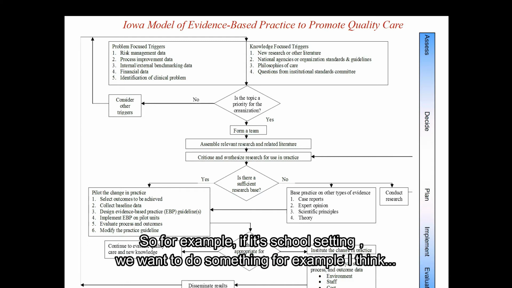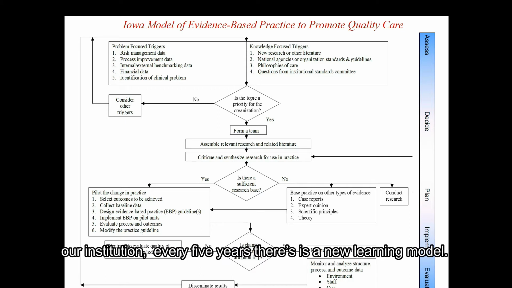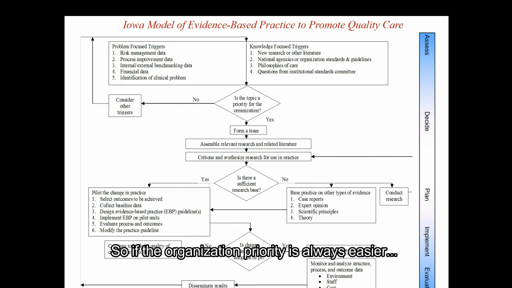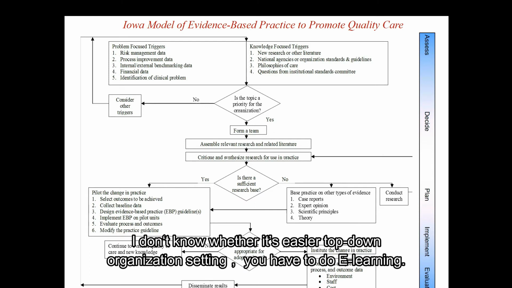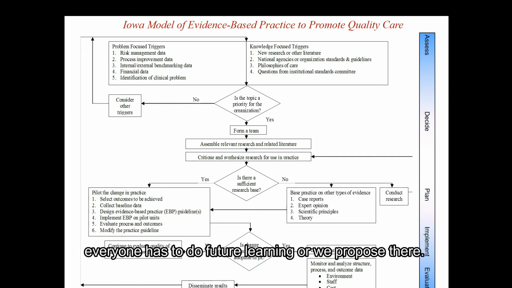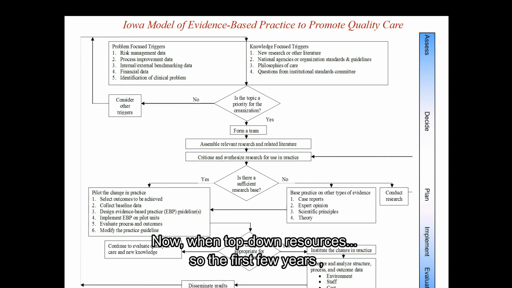So for example, in a school setting, we want to do some things. I think in our institution, every 5 years there's a new learning model. We began with e-learning and blended learning. Now they're into future learning. So if the organization's priority is always easier, I don't know whether it's easier top down, the organization says you have to do e-learning, everyone has to start blended learning, everyone has to do future learning, or we propose it.